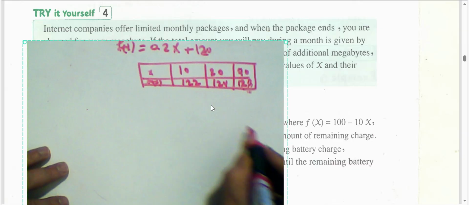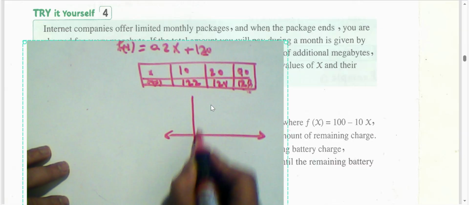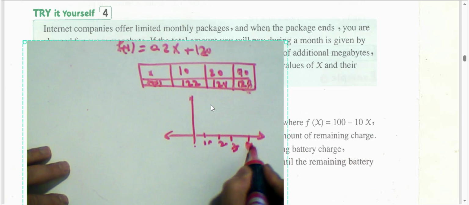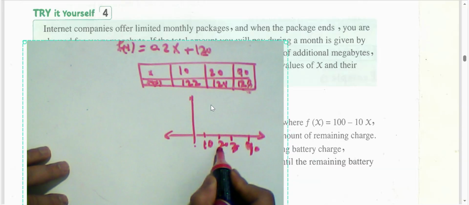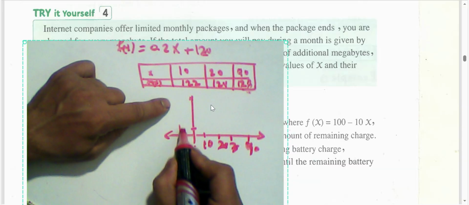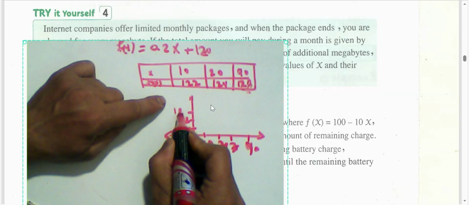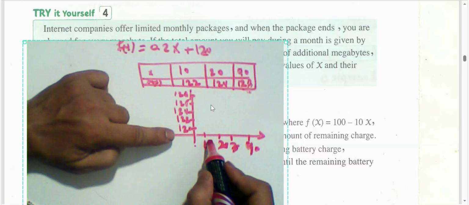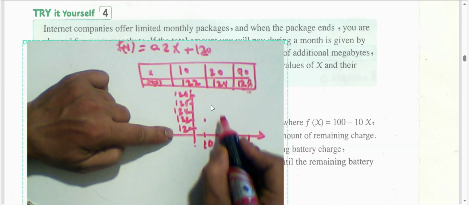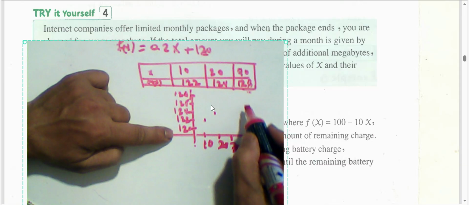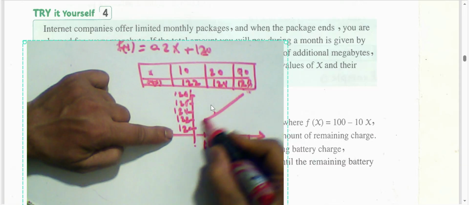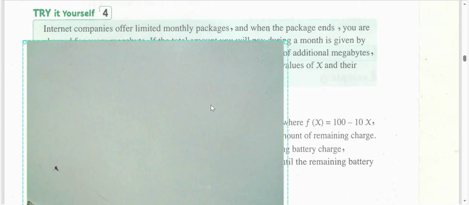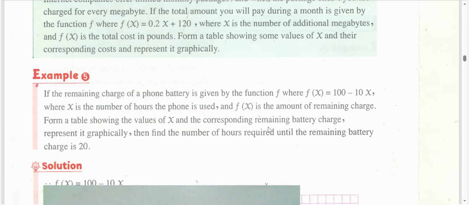Okay, now I will draw the x and y axis. On x we have 10, 20, 30, and 40, and the images start from 120, 122, 124, 126, 128. The image of 10 is 122. The image of 20 is 124. The image of 40 is 128. And then draw the ray starting from this point to infinity. Okay, understood? Next question.